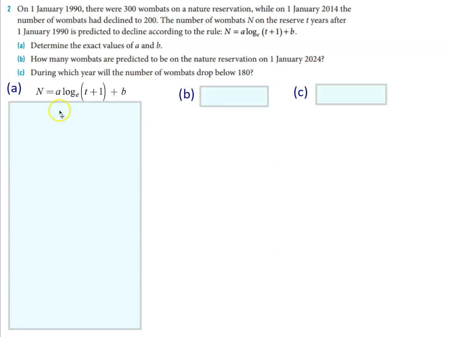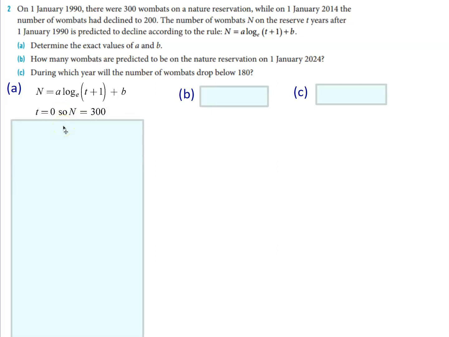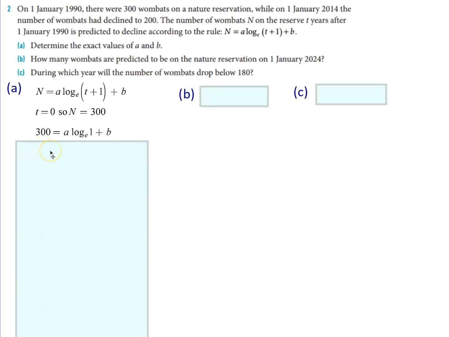So let's get started. January the 1st, 1990, that's when there were 300 wombats. So we're saying when t equals 0, at the start of all of this, N was 300. So the first thing we have to do is substitute 0 in for t and 300 in for N. So if t is 0, 0 plus 1 is 1, and N is equal to 300. You may want to stop the video now and see if you can continue on your own. If not, just keep on watching.